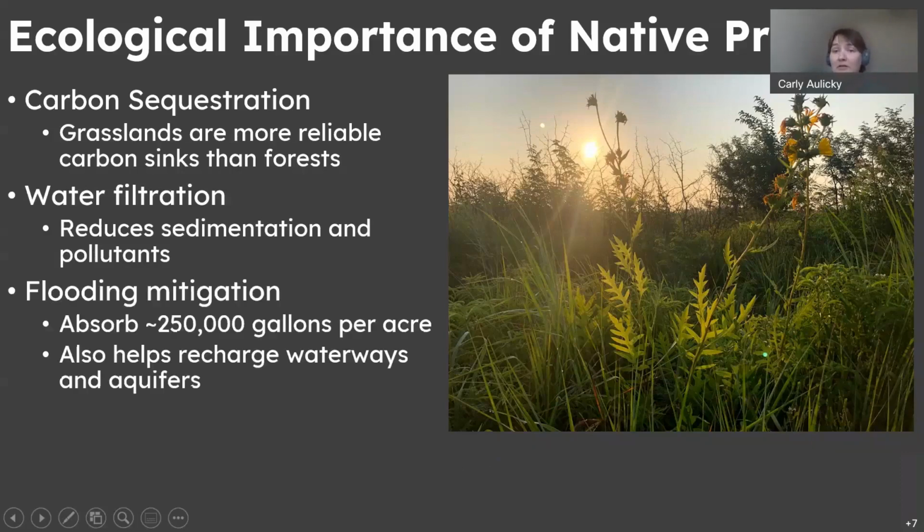But what's going to become increasingly important, especially with climate change and changes to our precipitation cycles in the Great Plains, is the ability of prairies to absorb rainwater. Some estimates have 250,000 gallons per acre that prairies are able to absorb, which is an absolutely amazing ecosystem service when you think about it. That's a mind-boggling huge amount of water just for a single acre. And again, this also helps recharge our waterways and aquifers, and by the fact that it's slowed down by the root system, it's also getting in a little bit cleaner than perhaps it came out.